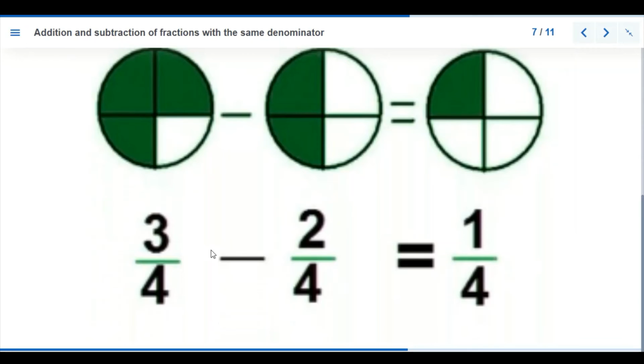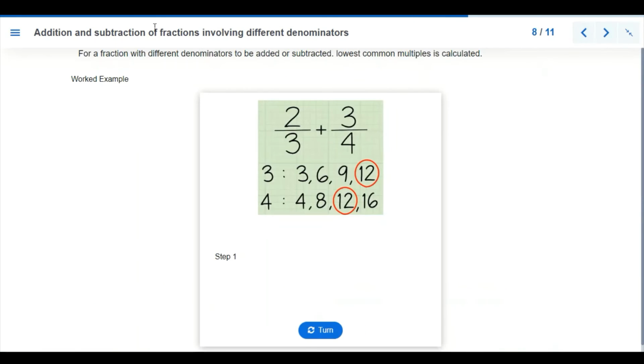This is subtraction. This is 3 over 4 minus 2 over 4. We still have a common denominator, so we pick the denominator to be 4. Now 3 minus 2, that is what? That is 1. So our answer is what? 1 over 4.